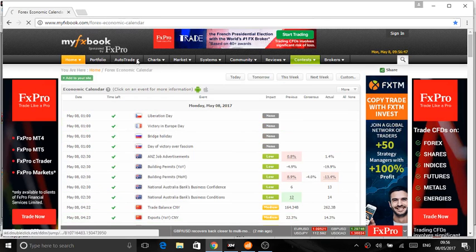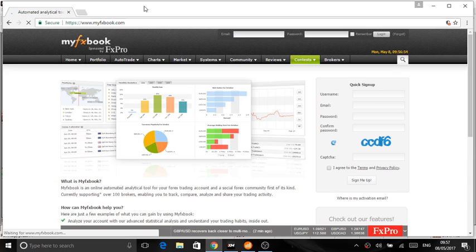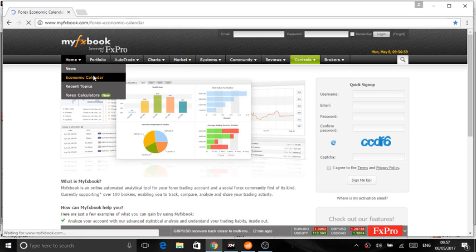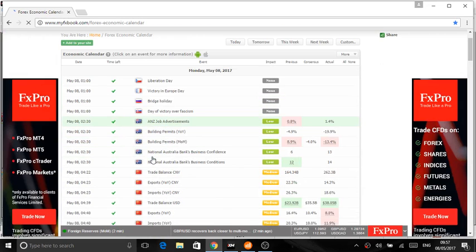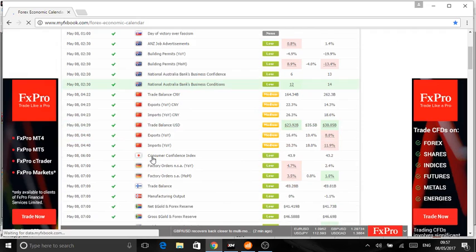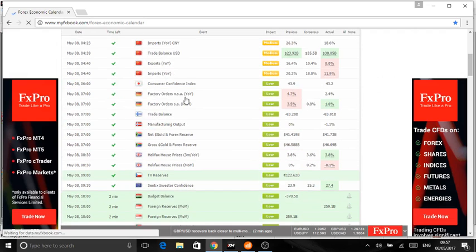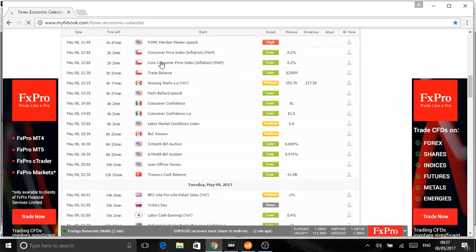The home page will look something like this. You want to go into home, hover around it, and you'll see economic calendar. Click that bit right there, and you'll be brought to this page, as you've seen previously. Now you want to scroll all the way down to the previous events.